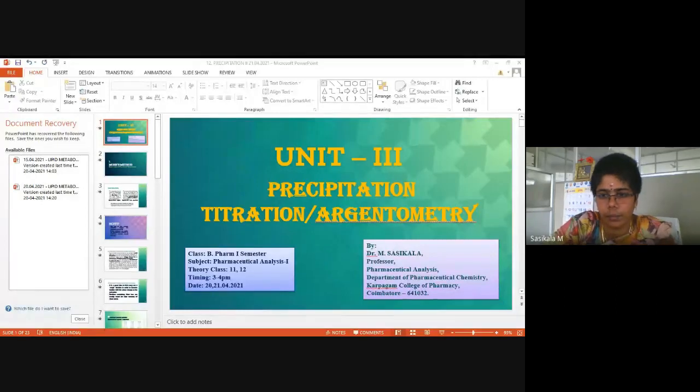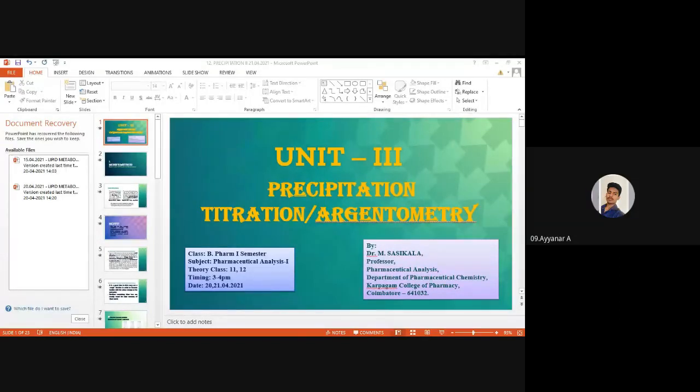Mugilan. Yeah, INR. Give answers on Morse method. Chloride ion concentration with silver nitrate. What? Say again. Ma'am, this method determines chloride ion concentration.